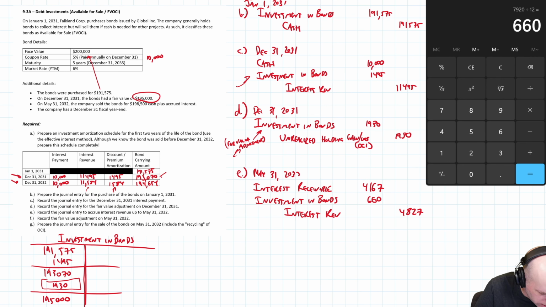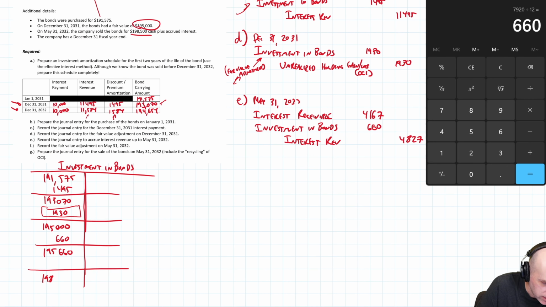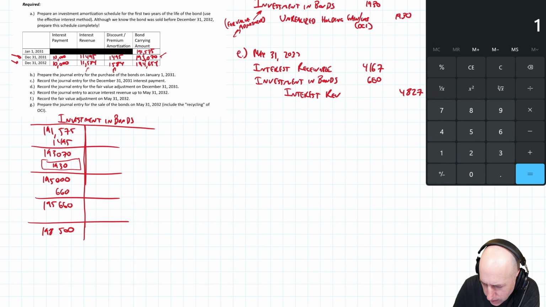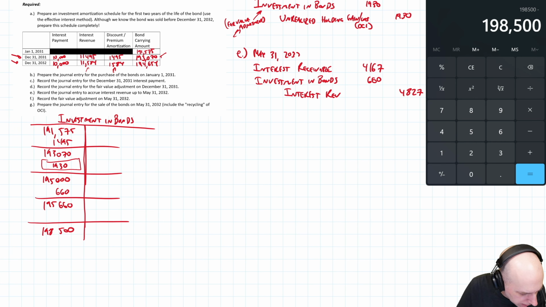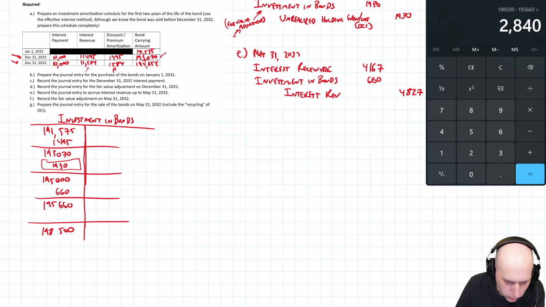Now it says record the fair value adjustment. The fair value of the bonds is 198,500 because that's how much money we received for it. So we assume we received fair value. So it's on the books for 195, but the fair value is 198,500. I've got to go from 195 to 198. How do I do it? Well, just 198,500 minus 195,660, 2840. So I'm missing a debit of 2840.